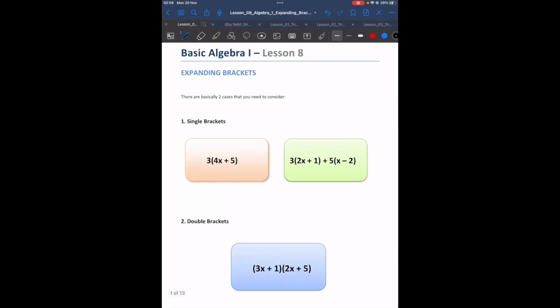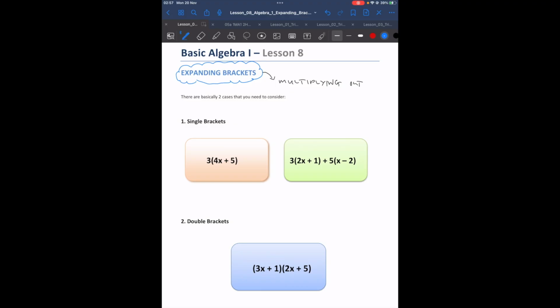Expanding brackets simply means removing brackets from an expression. Alternatively, you can think about it as multiplying out brackets. Now, there are two types of expression that you need to recognize.